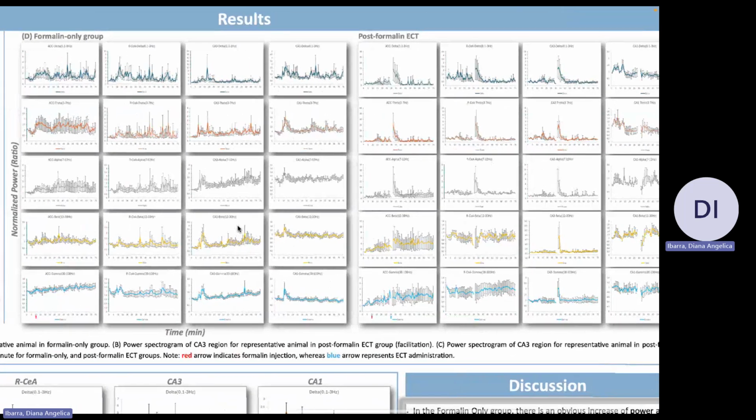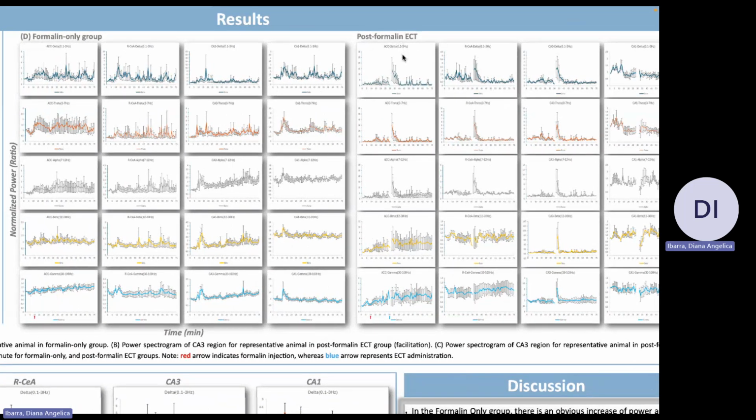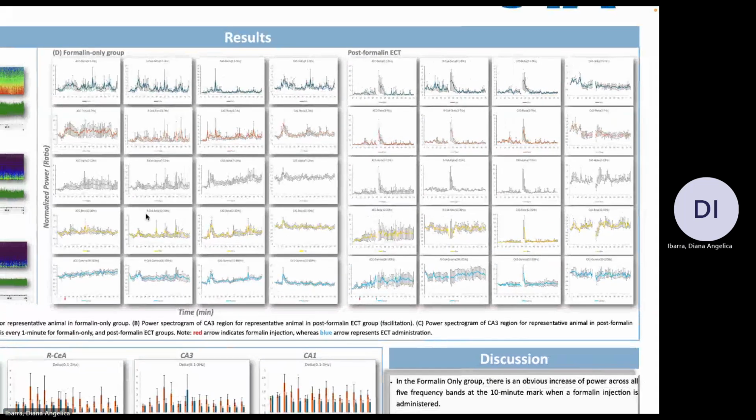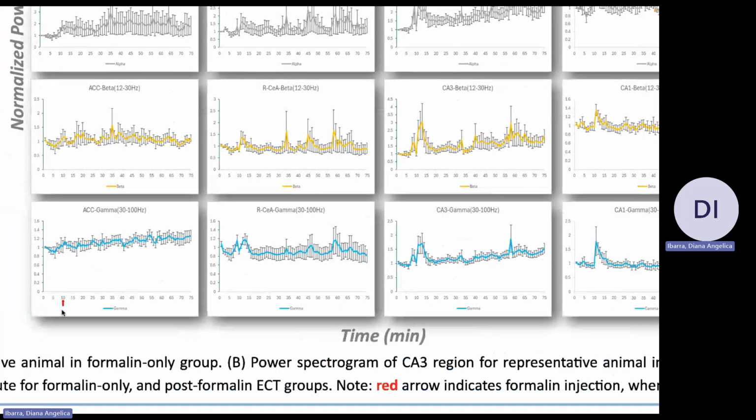Figure 1D shows summary graphs for the post-formalin and formalin-only groups. The columns represent the 4 brain regions, being ACC, right central amygdala, CA3, and CA1, and the rows represent the 5 frequency bands, being delta, theta, alpha, beta, and gamma. In the formalin-only condition, there is an obvious formalin response when the formalin injection is given at 10 minutes, which is represented here by the red arrow.